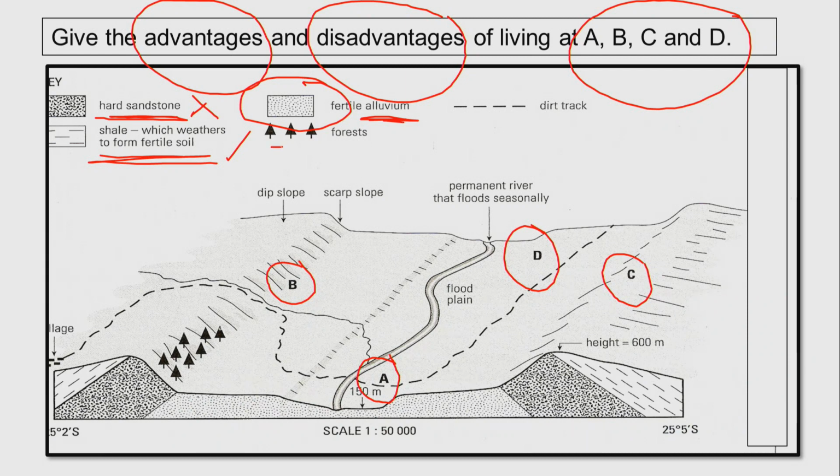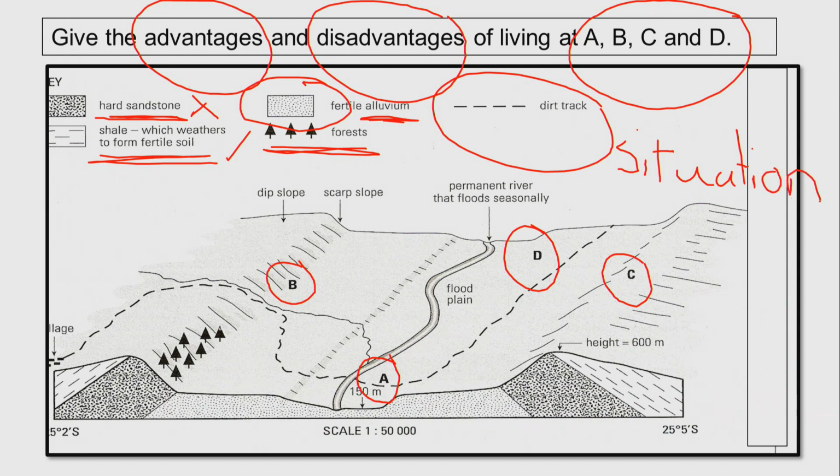Here's some forests we can use. Here's a track, and just to give you a heads up here, the track is a situation choice. Why not site? Because it refers to a transport route, not something physical.